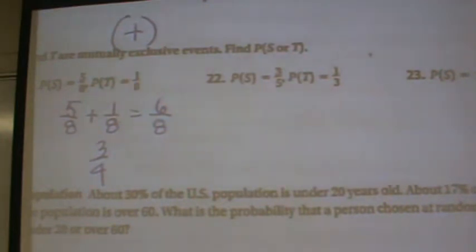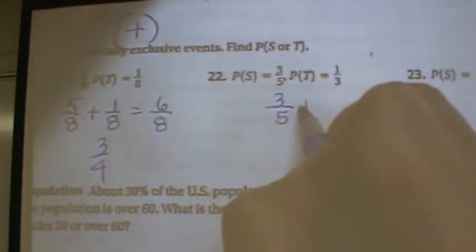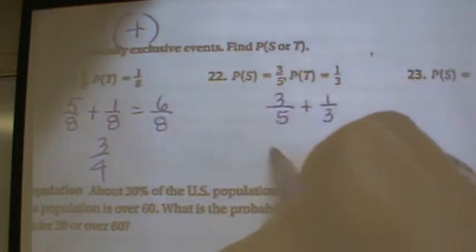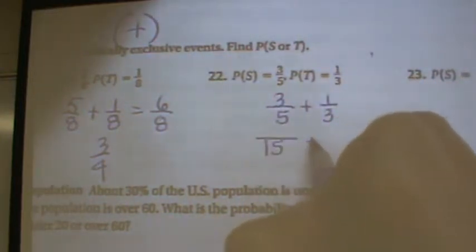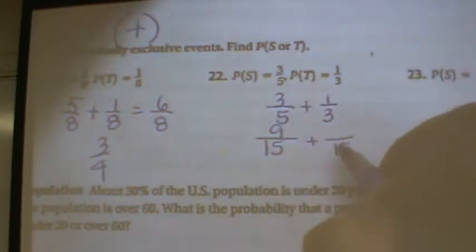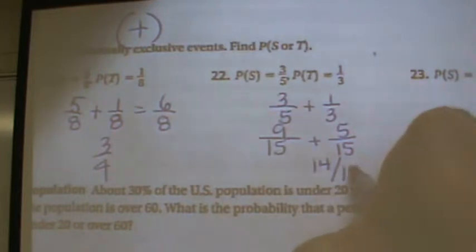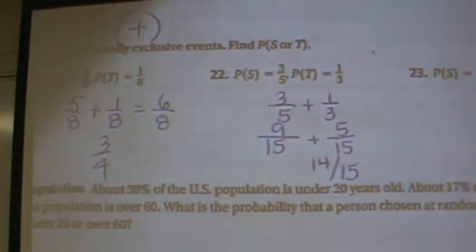If I say the probability of event S happening is 3/5, and the probability of event T happening is 1/3, what would you do with these two? Add them. Well, how do you add two fractions? You gotta get a common denominator. So 9/15 plus 5/15 is 14/15.